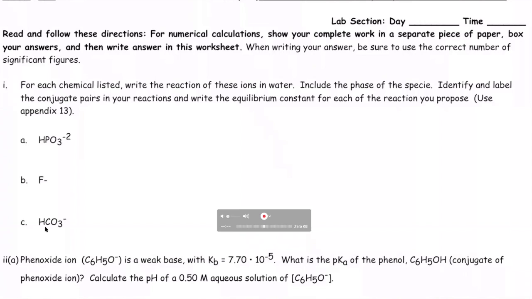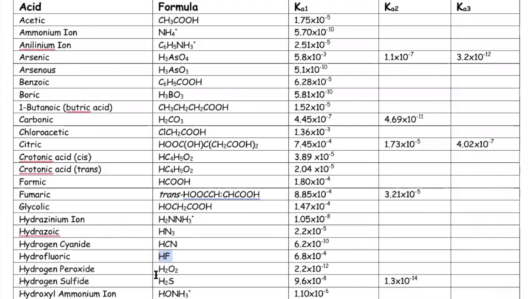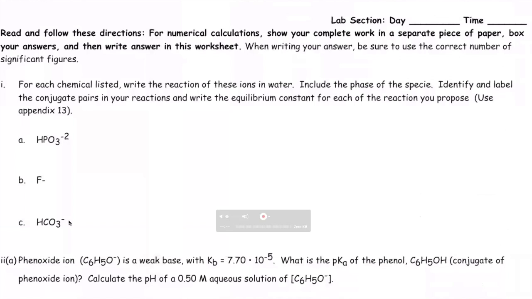This is bicarbonate. Bicarbonate comes from carbonic acid, and you can find carbonic acid right here. It has two ionizable hydrogens, H2CO3, that's the first one, and that's the second one. So you can take a look at this and see what type of chemistry will occur when you put it in water. That's basically what you will write down for that first question.